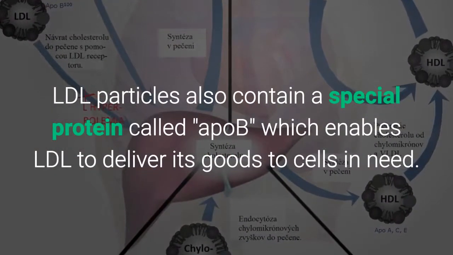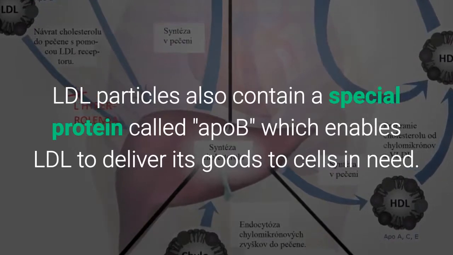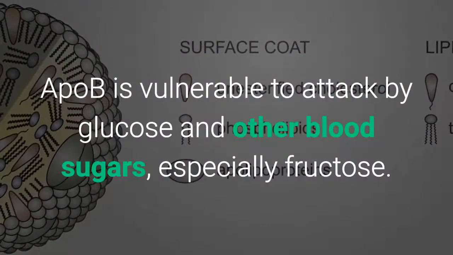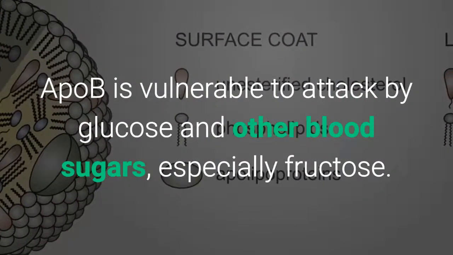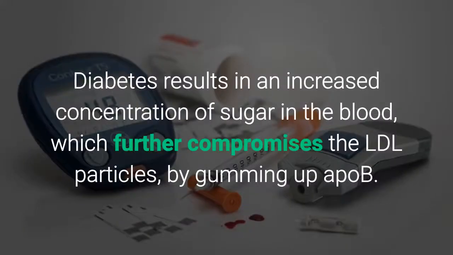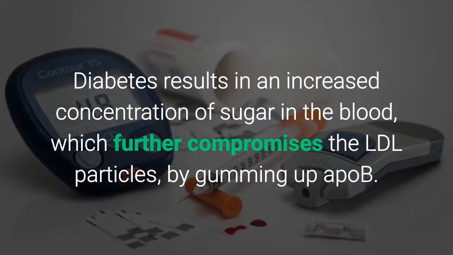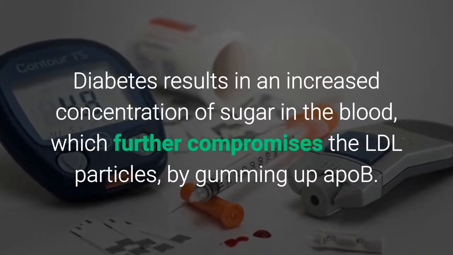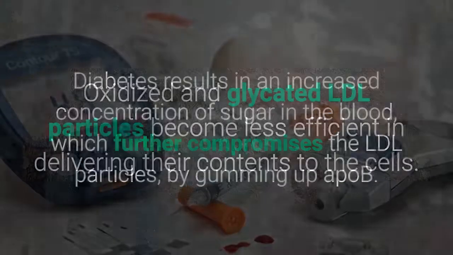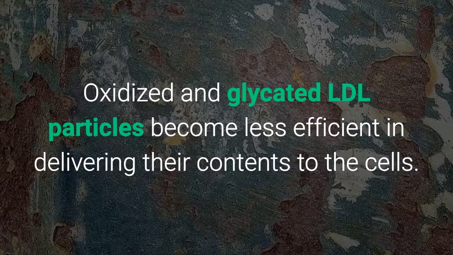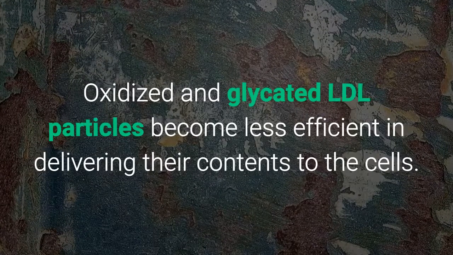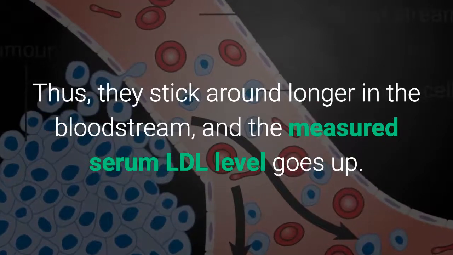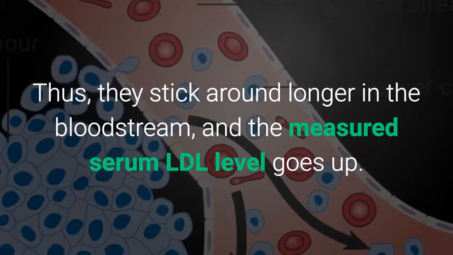LDL particles also contain a special protein called ApoB, which enables LDL to deliver its goods to cells in need. ApoB is vulnerable to attack by glucose and other blood sugars, especially fructose. Diabetes obviously results in an increased concentration of sugar in the blood, which further compromises the LDL particles by gumming up ApoB. Oxidized and glycated LDL particles become less efficient in delivering their contents to the cells. Thus, they stick around longer in the bloodstream and the measured serum LDL level goes up.